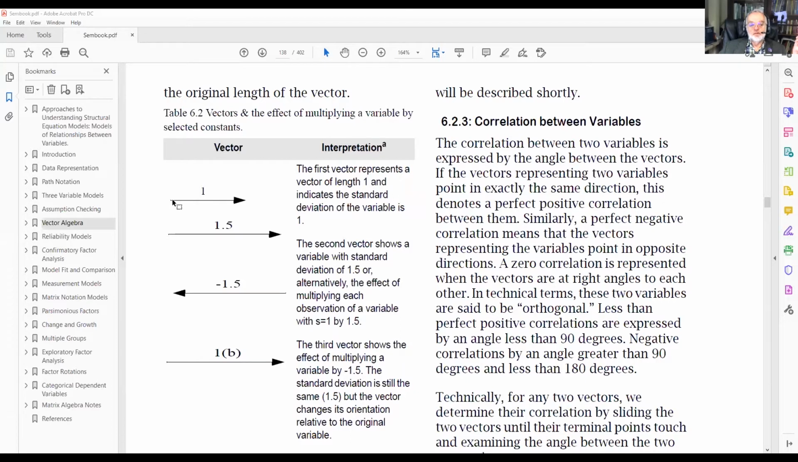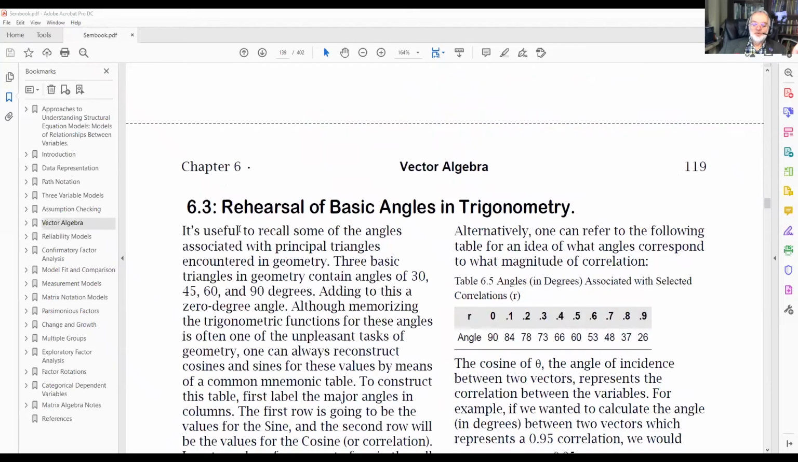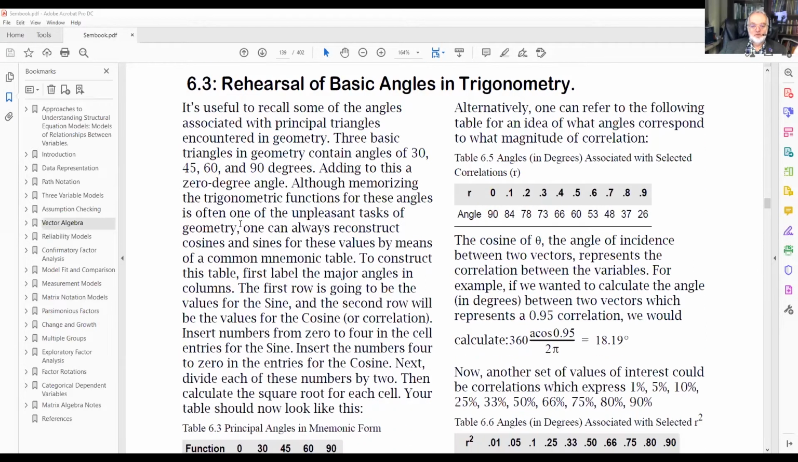So if I did that to this variable, I'd slide it down and observe, oh, the angle here is 0. That is a way in vector algebra of saying that these two variables are perfectly correlated. Well, it's been quite a few years for most of us since you took trigonometry and even thought about cosines. So I thought it's probably helpful to look a little bit at angles and what a cosine is.